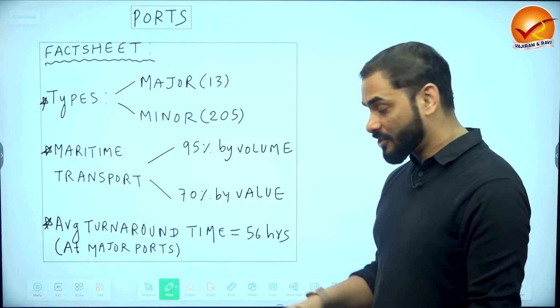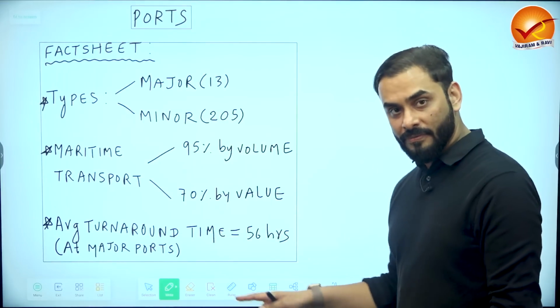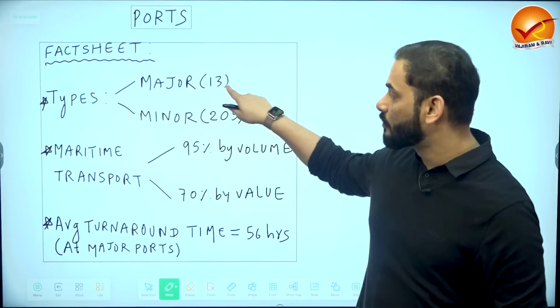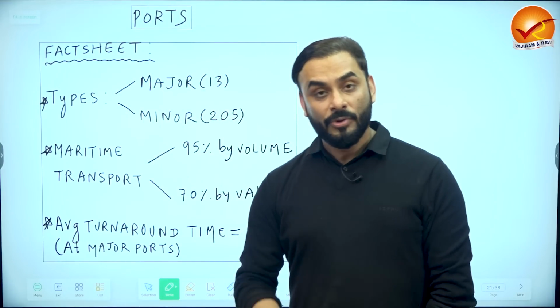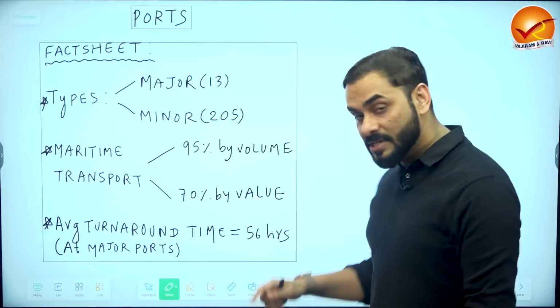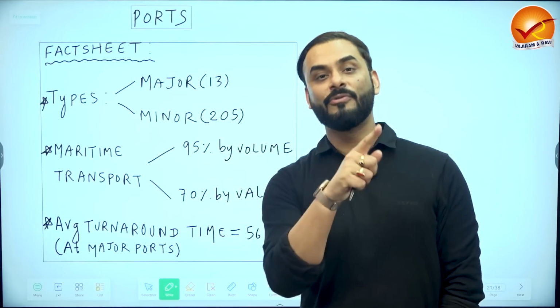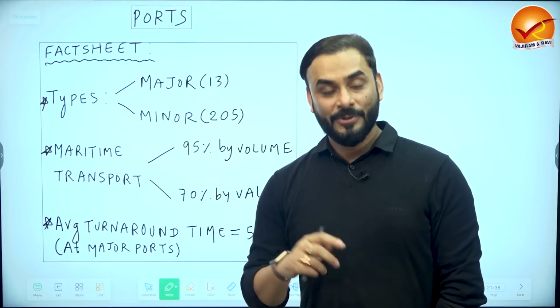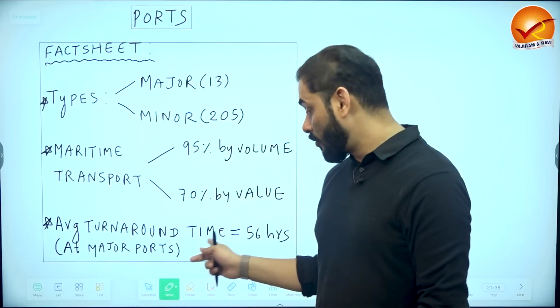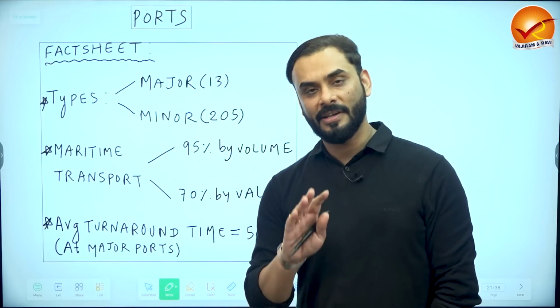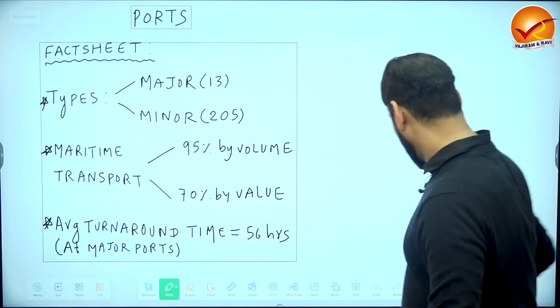Now, the average turnaround time of Indian ports is 56 hours at major ports, which means at these 13 ports. So on average, the ships take 56 hours to turn around and be ready for another journey. Earlier it was higher. Now it has come down to 56, which is a good improvement, by the way. There is further scope for improvement, but even now it is good.